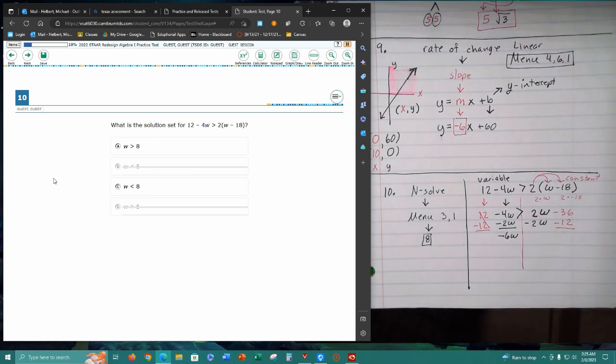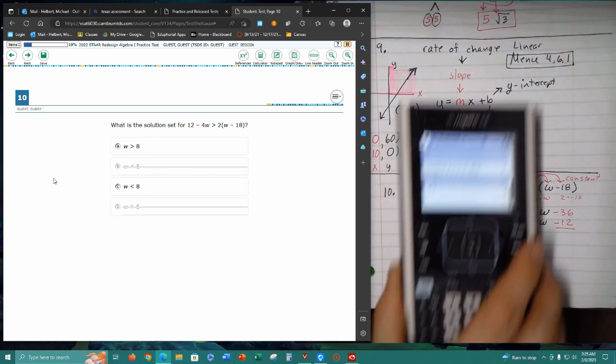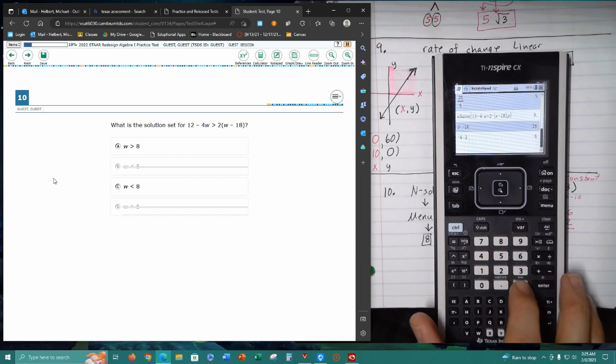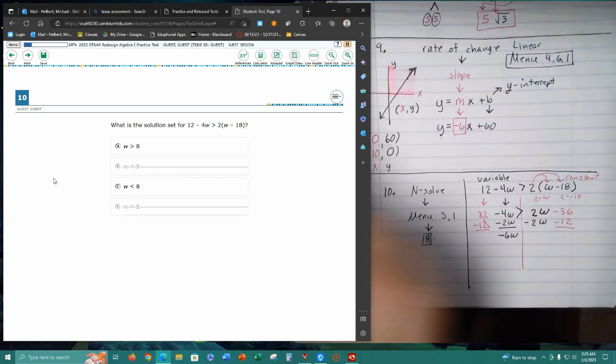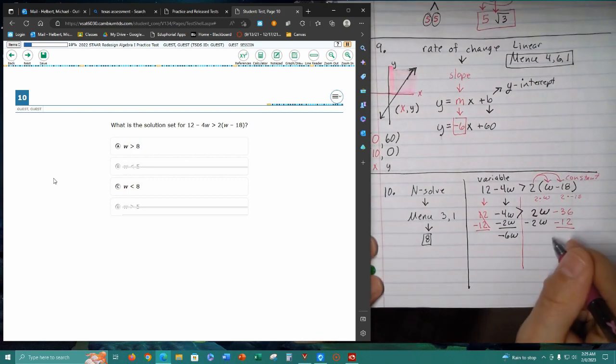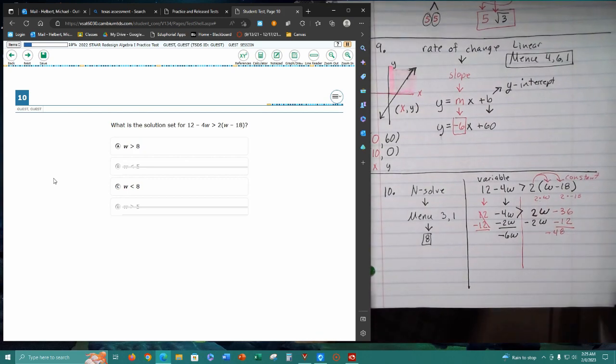These cancel. And on the right side, I'm going to do negative 36 minus 12 more. So negative 36 minus 12 more, and that's going to give me negative 48. And now we're at my final step.